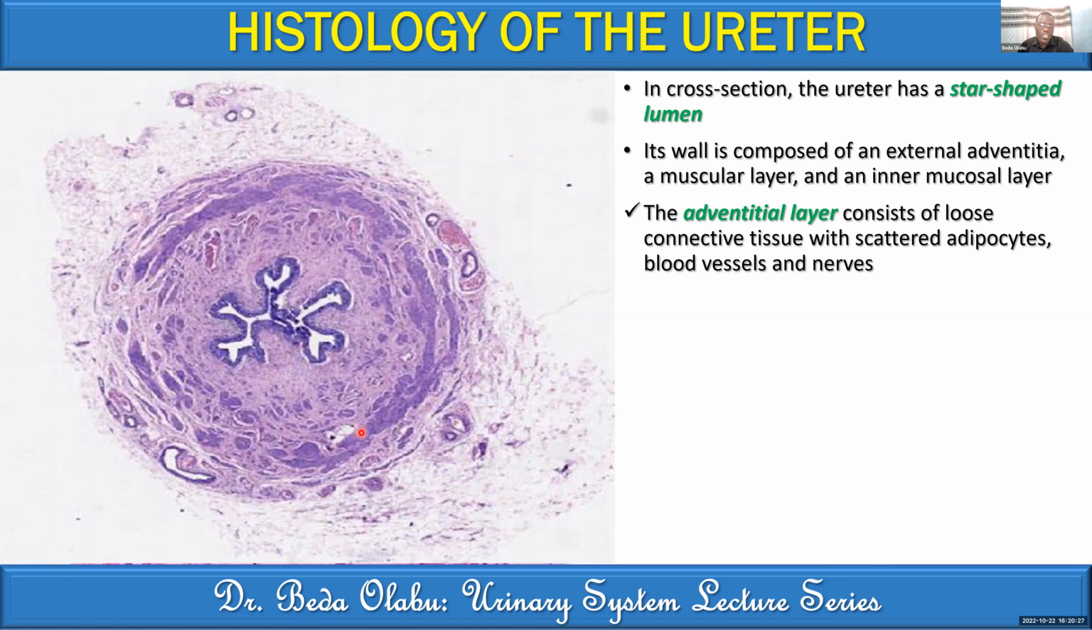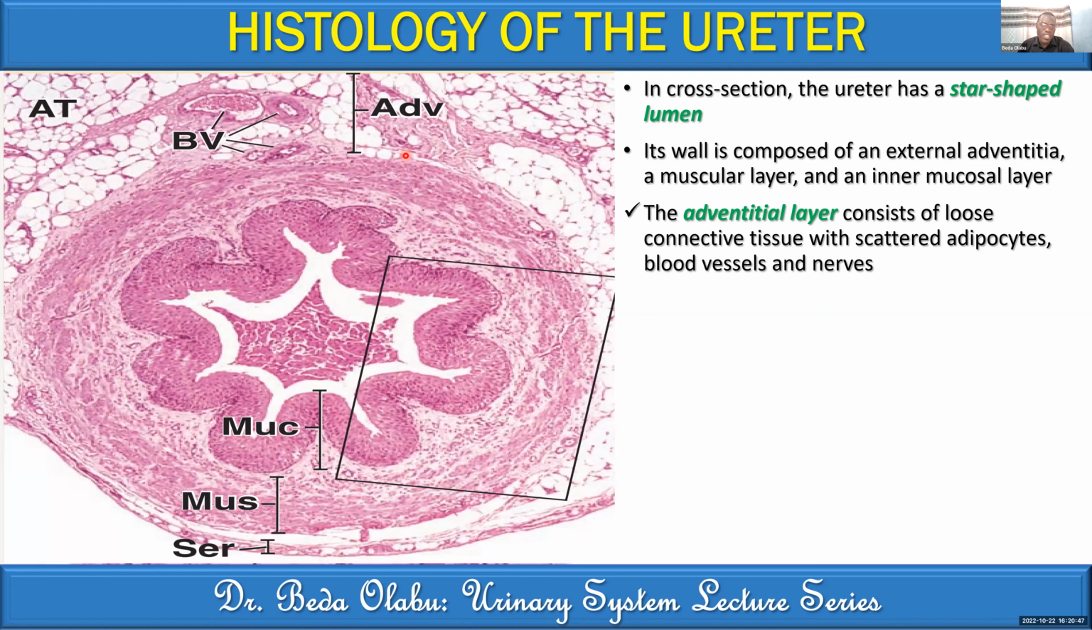It basically contains loose connective tissue. This loose connective tissue also has scattered fat cells. It also has blood vessels and nerves. These are the ones within the adventitial zone. So this image still captures for you the outermost zone. This shows you the adipocytes and blood vessels, which are found within the adventitia of the ureter.